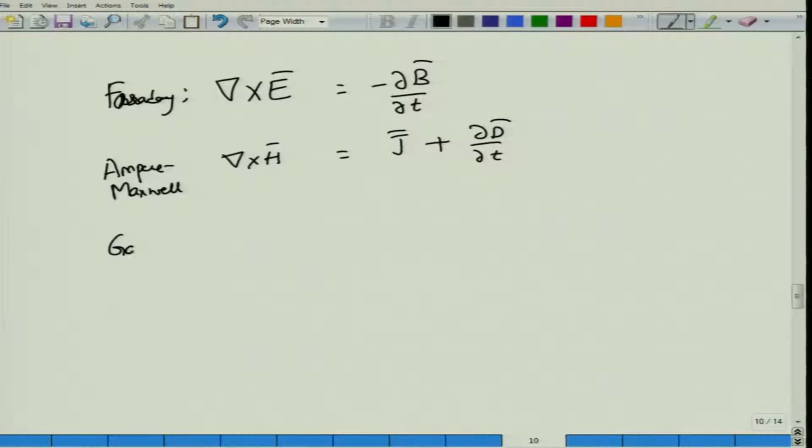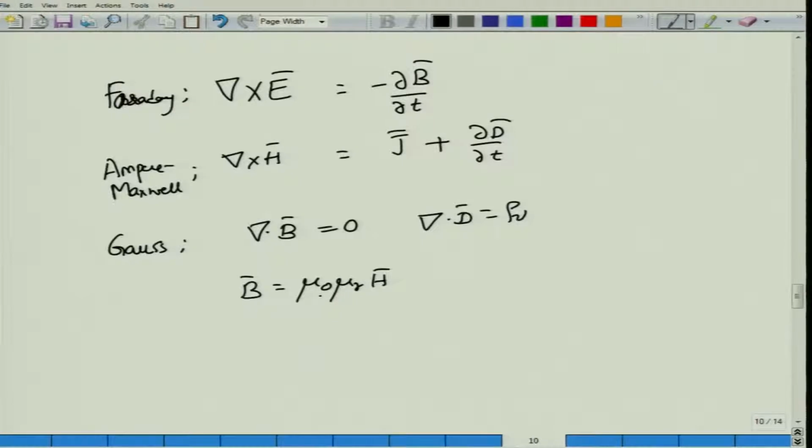Then there are two Gauss's laws, one for the electric field and one for the magnetic field. So, what are those laws? Gauss's laws are del dot B equal to 0 and del dot D equal to rho V, and this B field is related to the H field by this quantity. Mu 0 is the permeability of free space, and mu r is the permeability of the medium. Unless specified, we assume that mu r is equal to 1 in our course. We have D, the electric flux density, given by epsilon 0 epsilon r times E for the simple case that we are considering. Epsilon r is called the relative permittivity, and epsilon 0 is the free space permittivity.